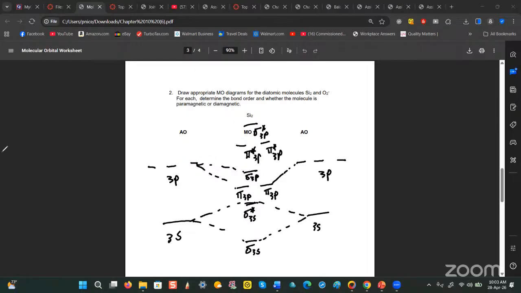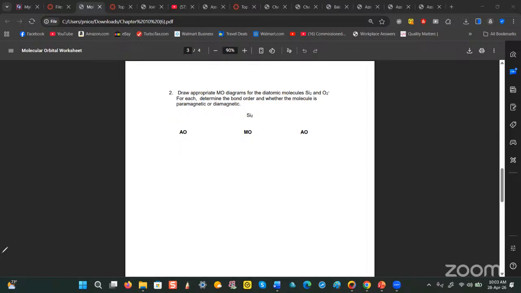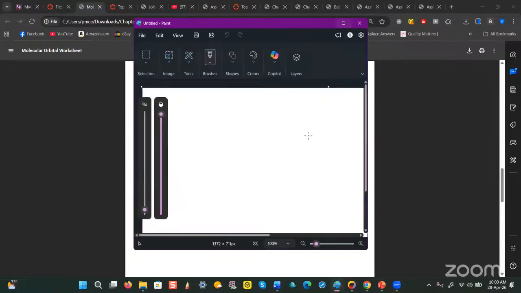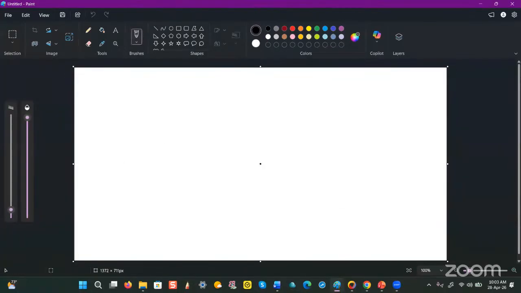You know what? Let me take this out. Let me just do it on a separate document because it's looking untidy there. All right, so let me use this instead. All right. So let me start off with 3s, and then sigma 3s, and then sigma antibonding 3s. So these will be the associations here.